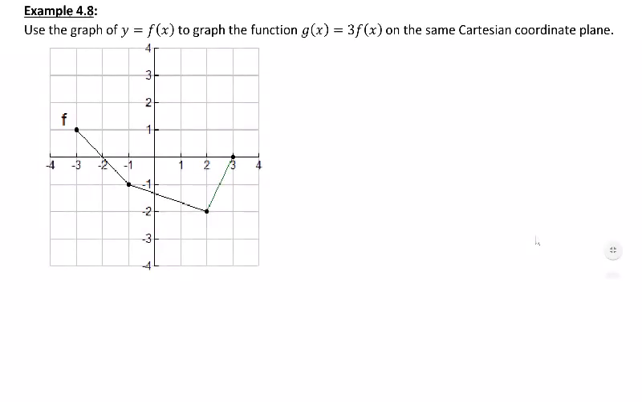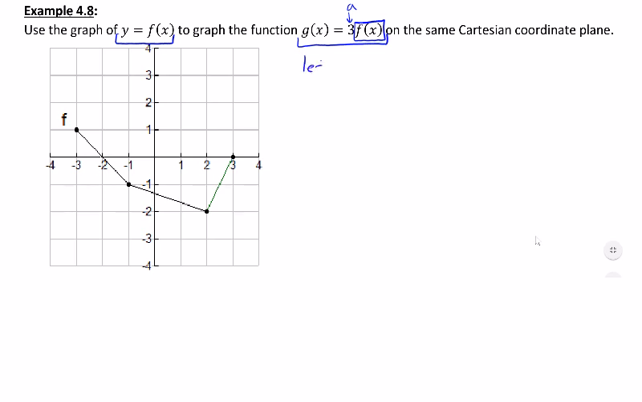In example 4.8, it says to use the graph of y equals f of x to graph the function g of x is equal to 3 times f of x. So f of x is given by the shape that we have here. I didn't want to give you the equation, and we've seen examples of this earlier in the section. So this is another piecewise defined function, and g of x is supposed to be this shape, but I'm supposed to multiply by 3. So there's your a value right there.